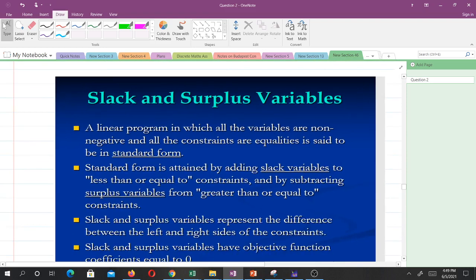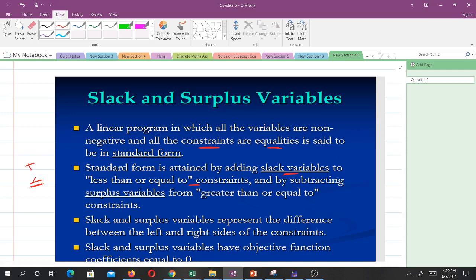A linear program in which all the variables are non-negative and all the constraints are equalities is said to be in standard form. Standard form is attained by adding slack variables to less than or equal to constraints. So when you have a less than or equal to constraint, we add slack variables. And we subtract surplus variables from greater than or equal to constraints. So when you have a greater than or equal to constraint, we subtract surplus variables.